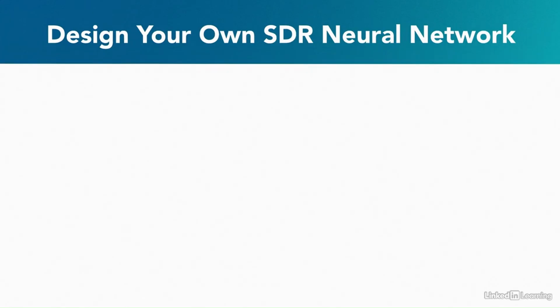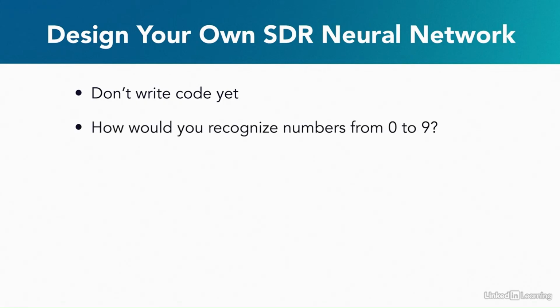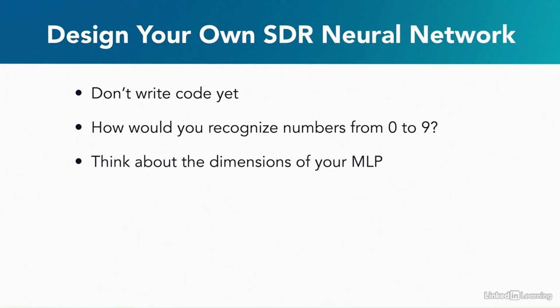Alright, here's a system-level challenge for you. Design your own segment display recognition neural network. We'll give some thought to the design first, so please don't write any code just yet. Instead, try to answer this question. How would you recognize numbers from 0 to 9? Think about the dimensions of your multi-layer perceptron.